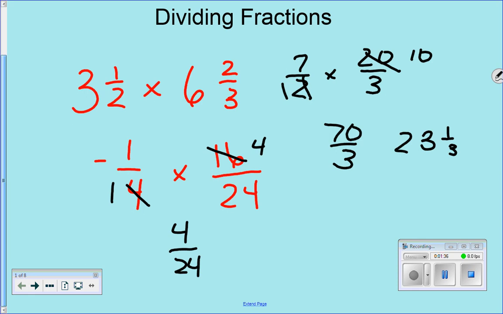Is my answer going to be positive or negative? Negative, right? I have a negative and a positive. What can I do to this? Can I reduce? What can I reduce by? 4. You're right. Goes in once. Goes in 6 times. Negative 1/6. We got it? Nice work. If you can do this, you can divide, and you'll remember a little bit once I show you.